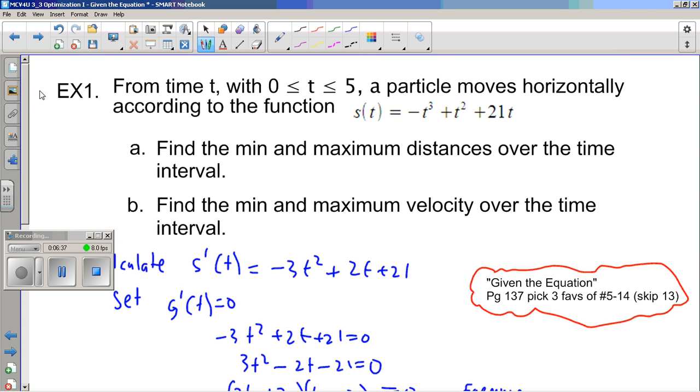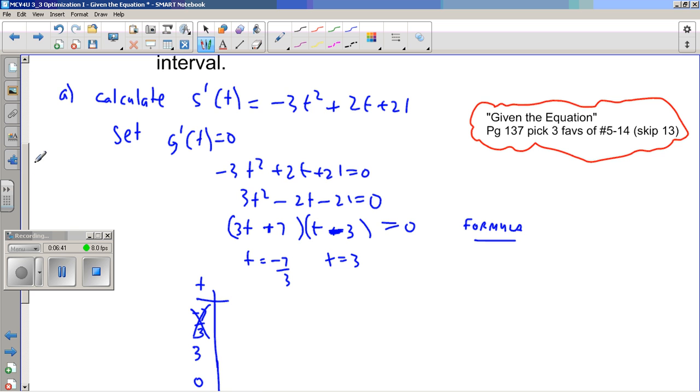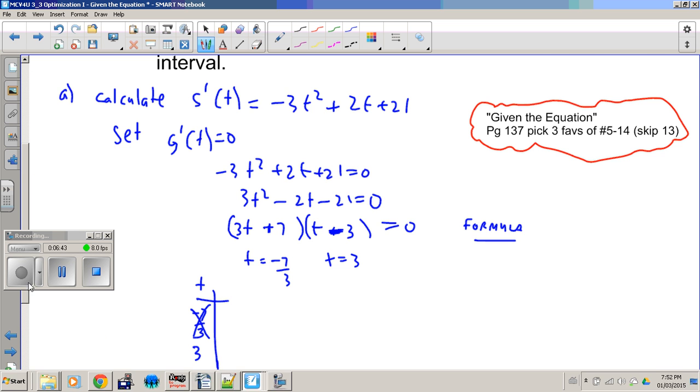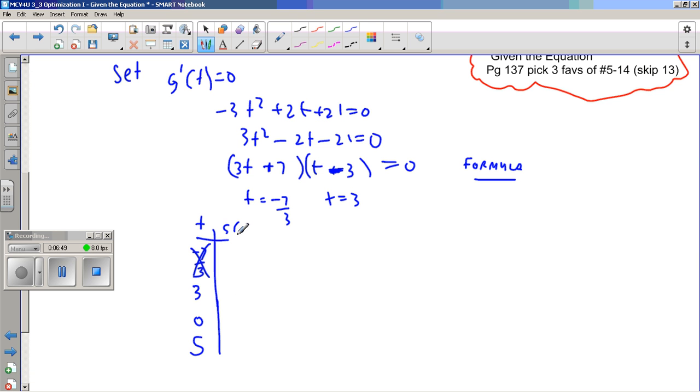And so then we can calculate the minimum and maximum values when t equals 3. Remember, we substitute back into our original distance, not here. Remember, this is the velocity function. We don't want to find the maximum velocity until the next question.